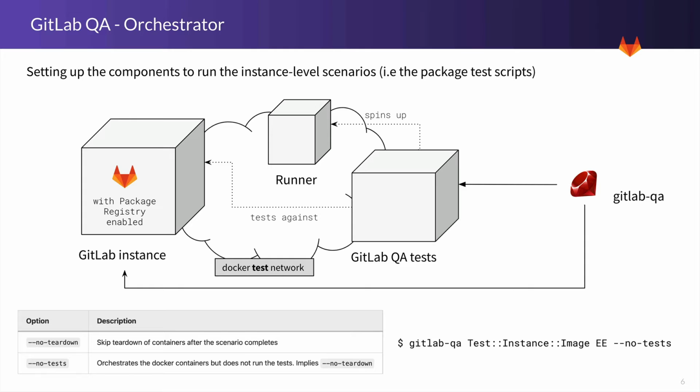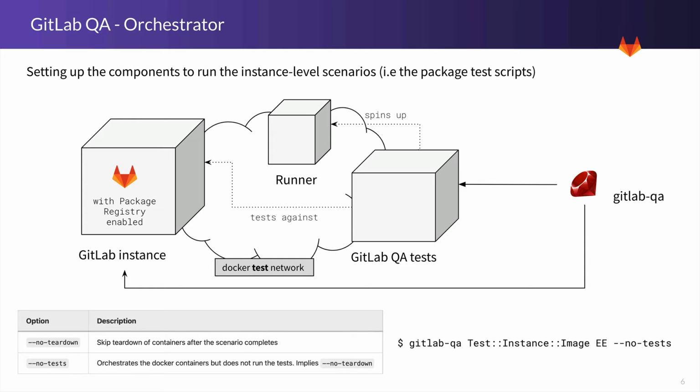It's important to notice that these instances, so these Docker containers that we see here, are all within the same test network. So they are supposed to be able to reach each other. For example, when the test spins up the runner, we basically also register it to the GitLab instance, so it's actually able to be used by that instance when it's running the test.